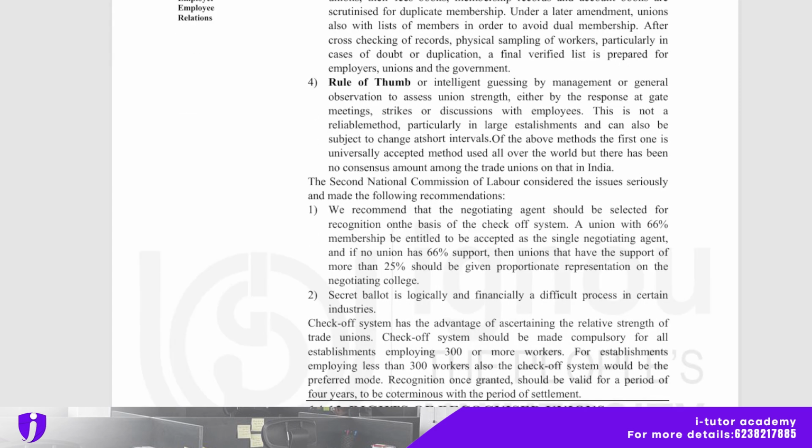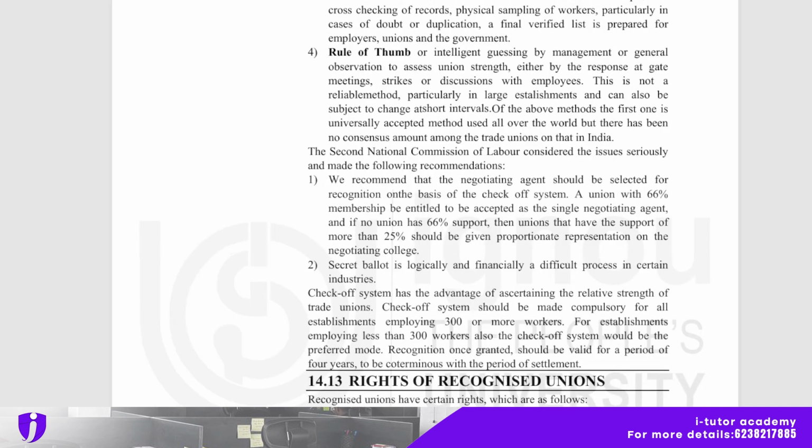The Second National Commission on Labour considered the issue seriously and made the following recommendation. We recommend that the negotiating agent should be selected for recognition on the basis of the check-off system. A union with 66% membership should be entitled to be accepted as the single negotiating agent, and if no union has 66% support, then unions that have the support of more than 25% should be given proportionate representation on the negotiating college. And secret ballot is logically and financially a difficult process in certain industries.